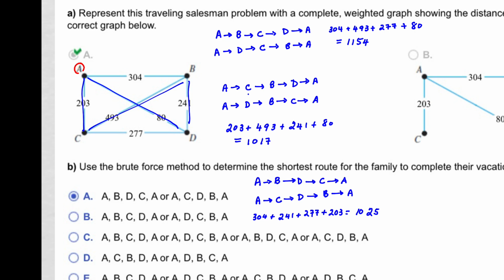So my shortest route is going to be A to C to B to D to A, or A to D to B to C to A. And that is the correct answer. That's how you do that problem.